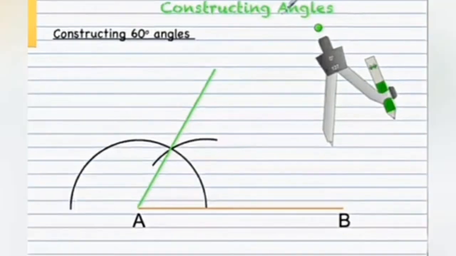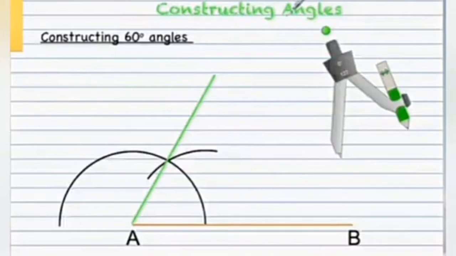Then join the point A to the point of intersection of the semicircle and the arc. So you have a 60 degrees angle. So now guys, I want you to pause this video, take it back and try it.